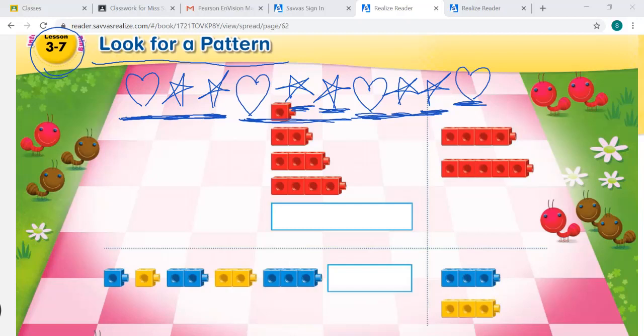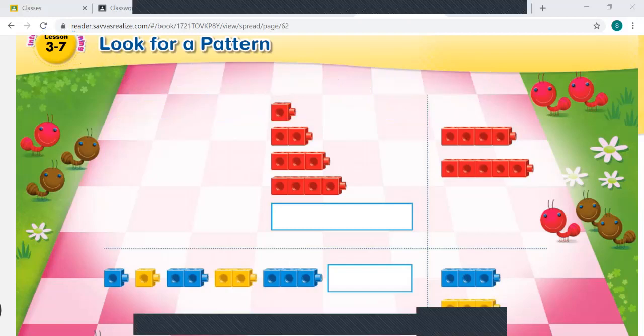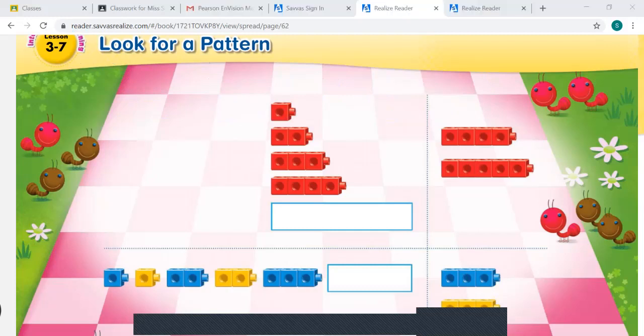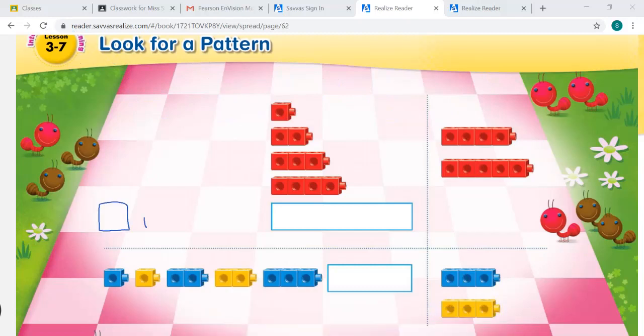All right, good job. Now, a growing pattern is a pattern that changes from one part to the next, but it is predictable in an orderly way. So, if I were to draw one square here, and then two squares, and then three squares, this pattern is a growing pattern. Do you see how this pattern is growing? We go from one square, two squares, three squares.